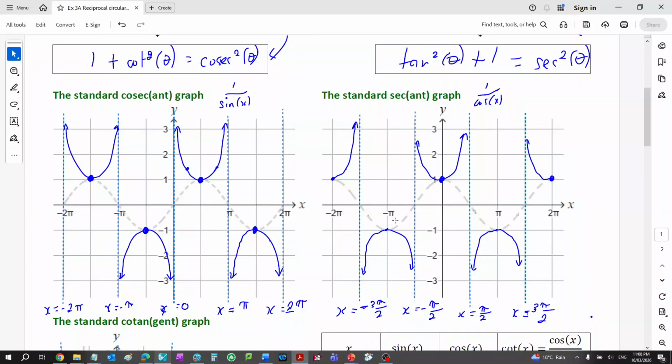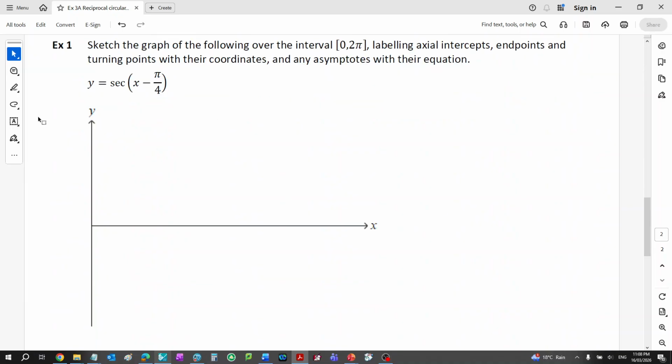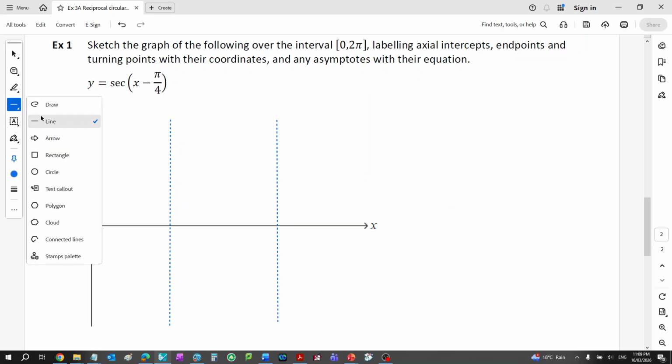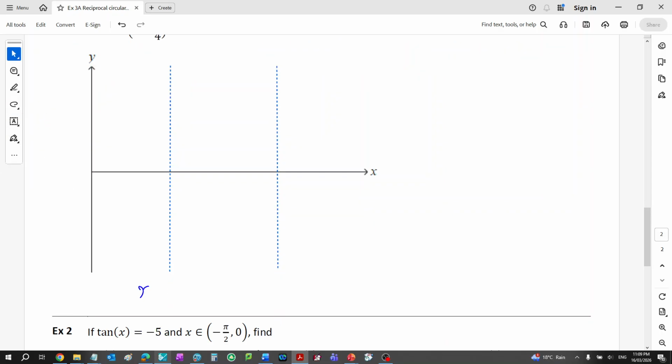I like to start with the first asymptote. So this first asymptote is at pi on 2. It's going to move pi on 4 to the right, so it's going to move to 3 pi on 4. So I'm going to start with that one. That means that my next asymptote will be at 7 pi on 4, because our period is going to be 2 pi. Okay, I'll label these, of course. 3 pi on 4, 7 pi on 4.